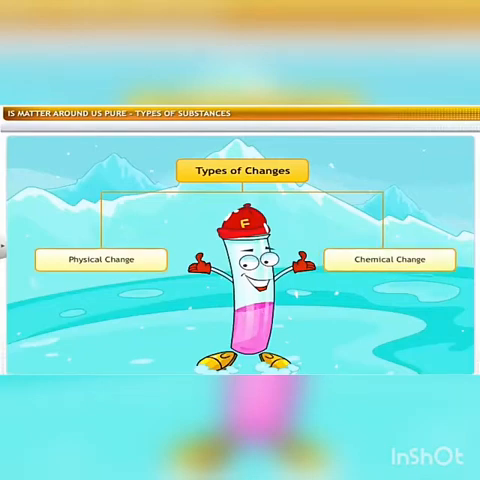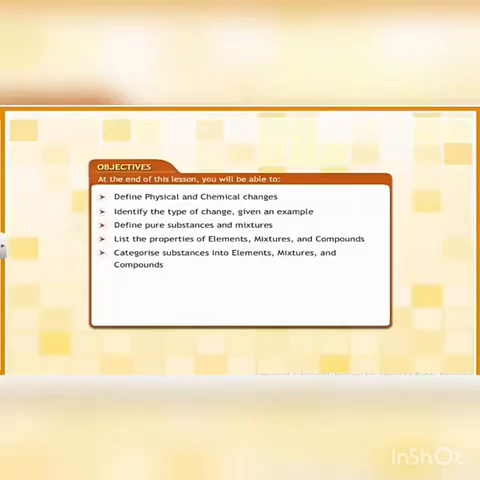Substances can undergo either physical or chemical changes to form new substances. In this lesson, you will learn about elements, mixtures, and compounds. At the end of this lesson, you will be able to define physical and chemical changes, identify the types of change given an example, define pure substances and mixtures, list the properties of elements, mixtures, and compounds, and categorize substances into elements, mixtures, and compounds.